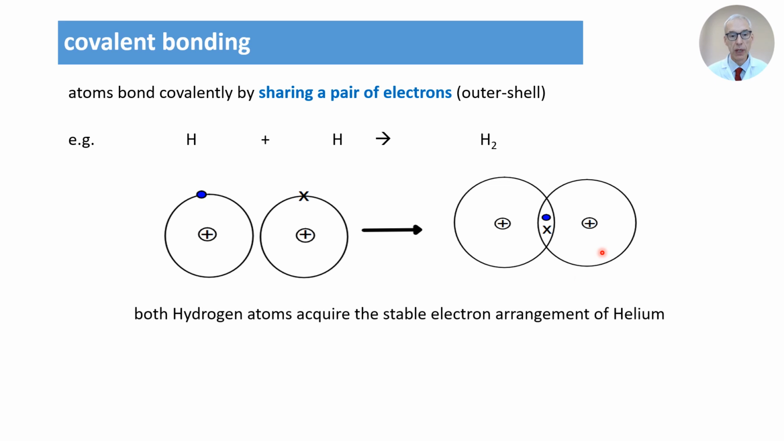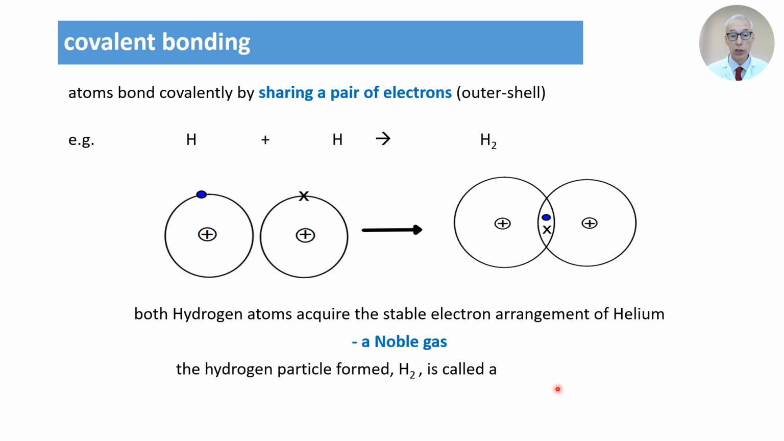In doing that, we look at the left-hand hydrogen and say, well, that's got 2 electrons in its outer shell, which is the electron arrangement of helium, which is a stable arrangement. And we look at the right-hand hydrogen and we see, oh, that also has 2 electrons in its outer shell. It has a stable electron arrangement like that of helium. And of course, helium is a noble gas. It's totally unreactive.